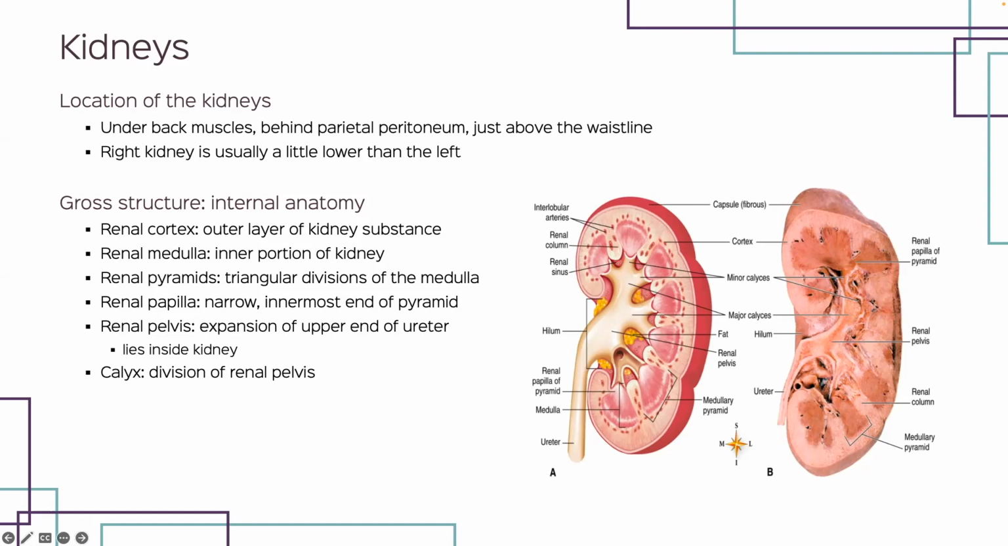And there is an extension of the upper end of a ureter, which is the tube that drains the urine into the bladder. And then lastly, you have your calyx, which is the division of the renal pelvis, and the papilla of the pyramid opens into each one of those calyces.